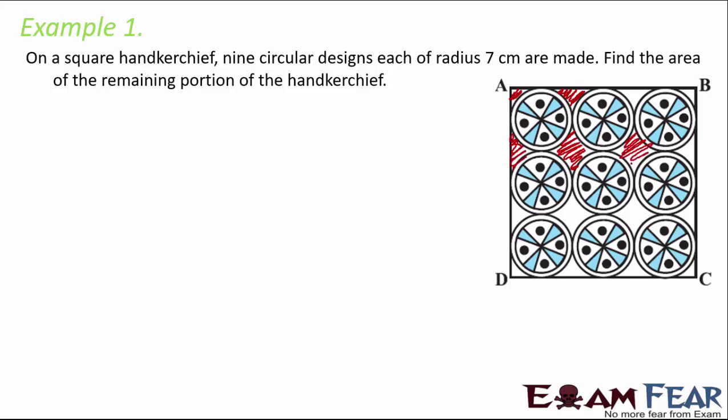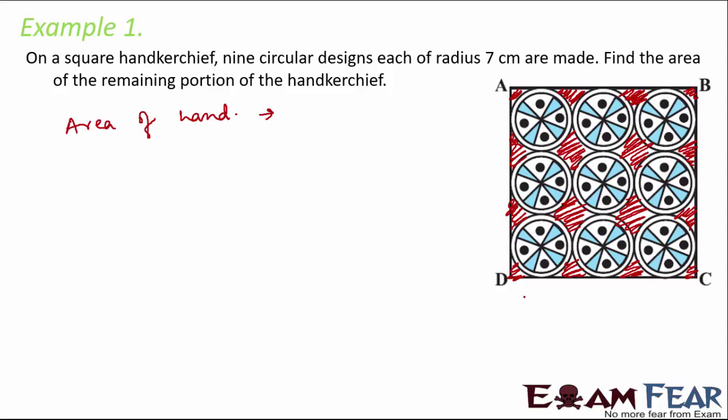So how will you find that out? First, you can find the total area of the handkerchief, basically the total area of this square. Then you can find the total area of all the 9 circles, and subtract the area of all the 9 circles from the area of the square. That's how you will get these red regions. Right? So let's do that. Let us first find the area of the handkerchief, that is the area of the square, which will be equal to side square.